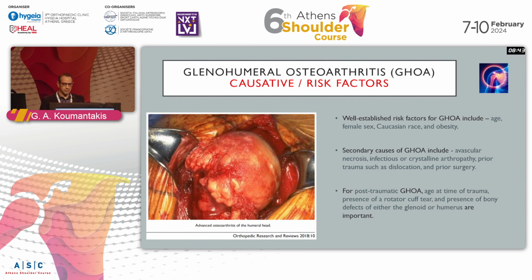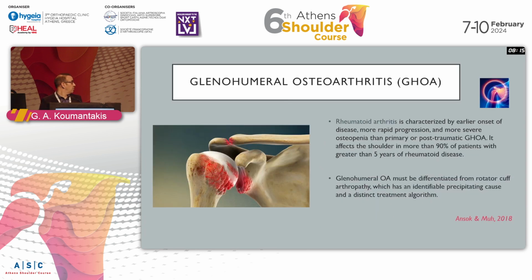There are well-established risk factors: age, female sex, Caucasian race, and obesity. The secondary causes include avascular necrosis, infectious or crystalline arthropathy, prior trauma, such as dislocation, and prior surgery. The age of trauma also is important. The presence of rotator cuff tear and presence of bony defects of either the glenoid or humerus are also important and make the clinical presentation more complex.